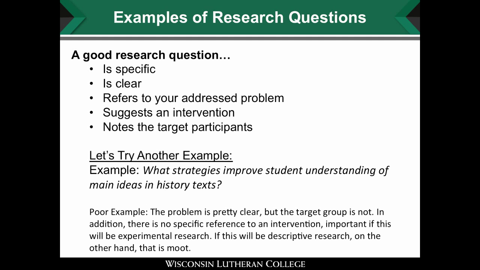Let's take a look at a not so good example. Here it is: What strategies improve student understanding of main ideas in history texts? Well, the problem's clear, but the target group isn't. So we've got some lack of understanding as students read history texts, but we don't know which students they are, and there's no specific reference to an intervention. What is the strategy? Are you going to look at several? Are you going to look at one?